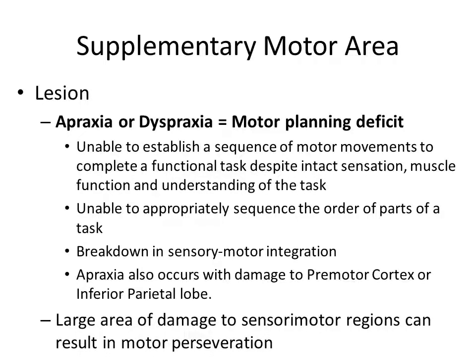Damage to the SMA will give us apraxia or dyspraxia. The difference is simply the degree, the magnitude. So apraxia, A means completely without. Dys means impaired. It could be too much or too little. In this case, we're talking about an impairment in motor planning. And so what happens is the individual may have normal strength and intact sensation, and they know what it is that you are asking them to do, but they can't sequence the parts into a whole.